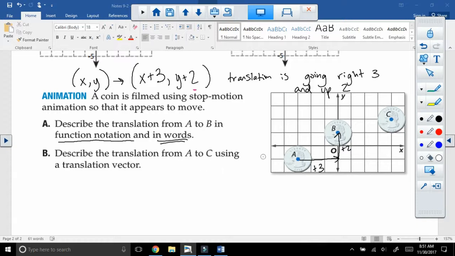And then the next one wants us to go from A to C, and this is using a translation vector. So that translation vector is where you just summarize it with just those 2 numbers. So from A to C, it's going over 1, 2, 3, 4, 5, 6, 7, and it's going up 1, 2, 3. So I could say that that translation vector is 7, 3.